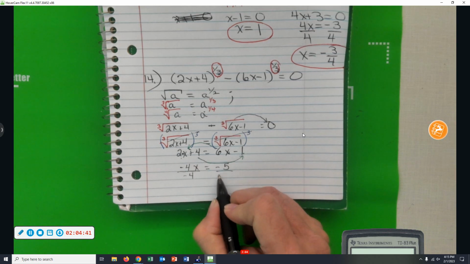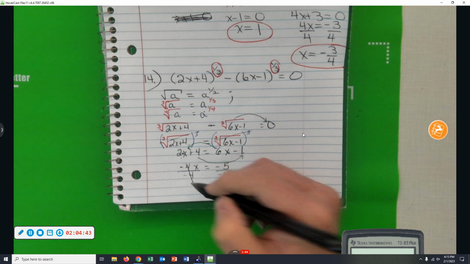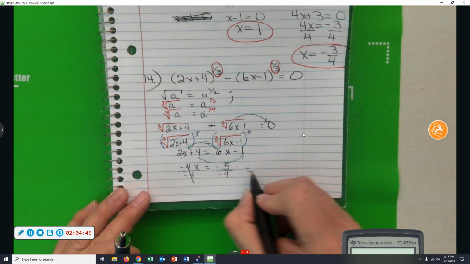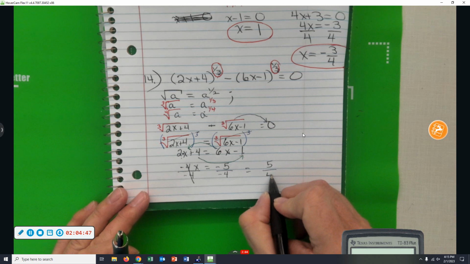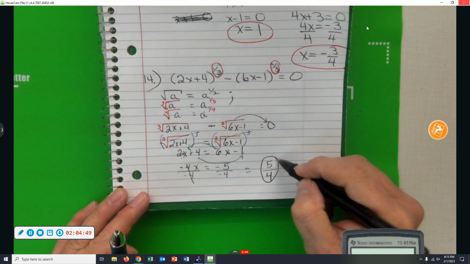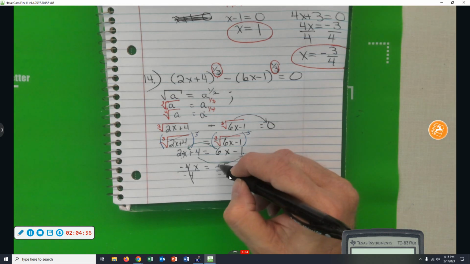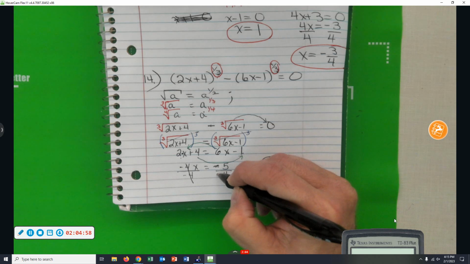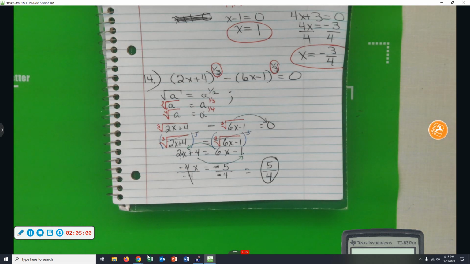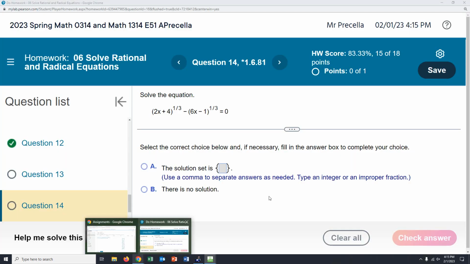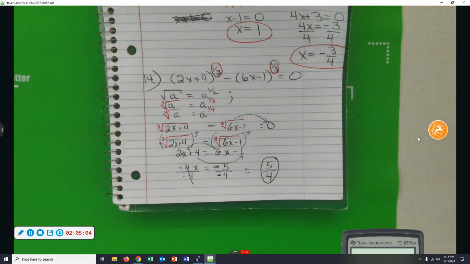Are you going to have to check your answer? So what are we going to have? Just a positive 5/4? Why did we change it to a positive answer? Because two negatives equal a positive. A negative divided by a negative gave us a positive. But if it was just one negative, then it would stay.